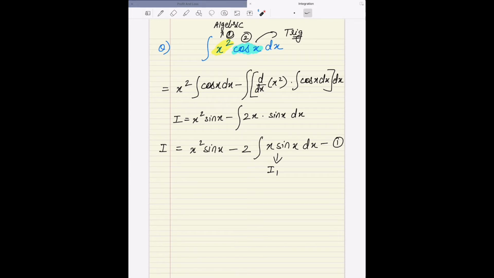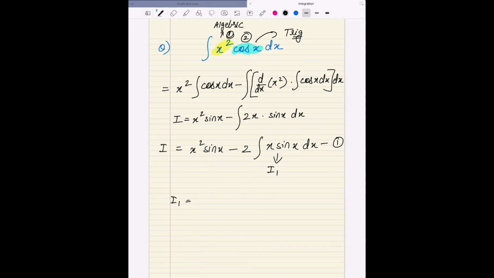And here, why have I taken 2 out? A very important point in integration or differentiation: always take the constants out. It might make your expressions or integrals a little more complicated, and it might add on to your calculation. So always take them out. Now let's just find I1 and then we can replace it back in our equation 1.